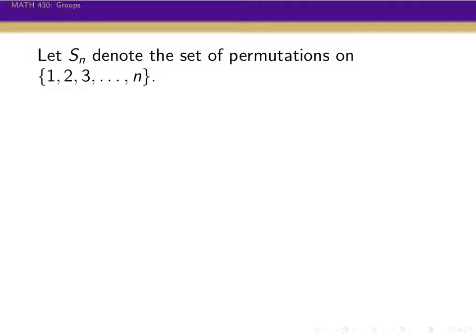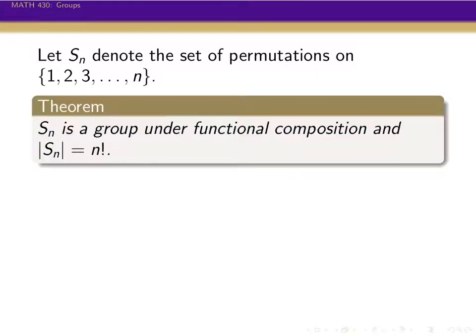Okay, so let's let Sn denote the set of all the possible permutations on 1, 2, 3, 4, 5. So that would include rho, that would include sigma, that would include rho sigma. We could even do sigma rho. And all of those would be inside of this set of permutations.